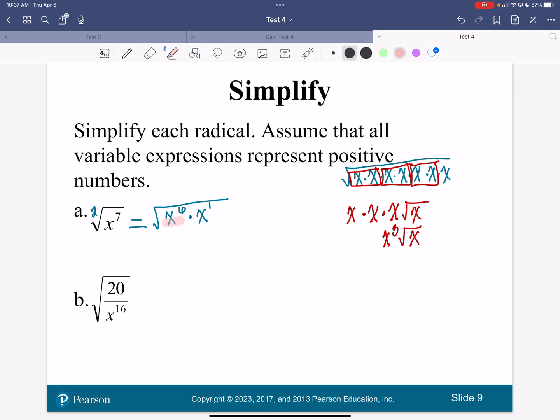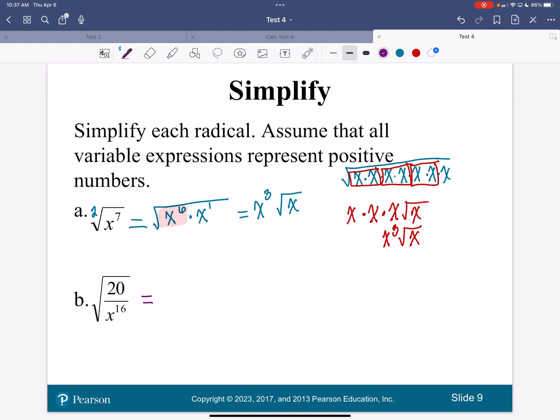Now, how do I take the square root of x to the 6th? What's this? What am I going to divide the 6 by? 2, because I'm taking the square root. If I was taking the cubed root, what would I divide by? 3. Good. Okay, so 6 divided by 2 is 3. So I have x to the 3rd, and then I've got x left over. Okay?